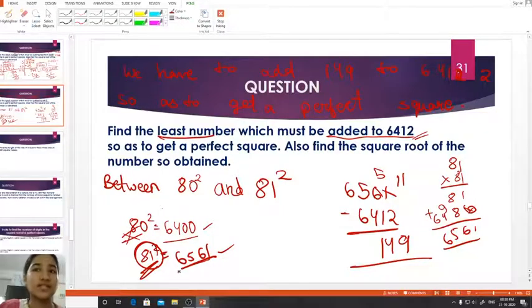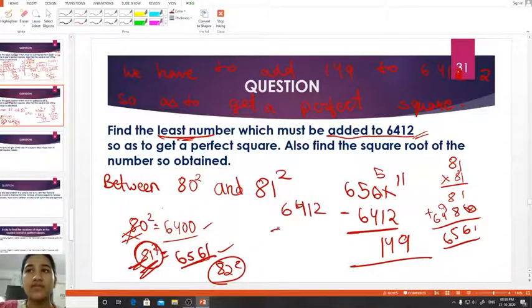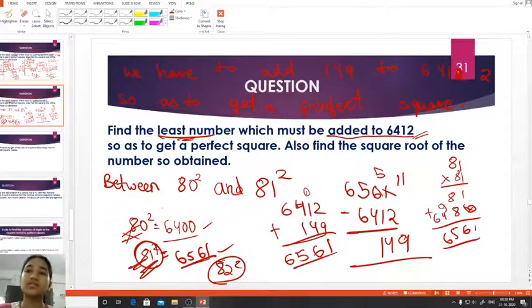So that's why we have to take this 81 square. If we proceed with 82 square also, we can take it because it's a number which can be added, but they are asking about the least, the closest one, right? That's why we have to take 81 square. The next part says, also find the square root of the number so obtained. So when we add 6412 plus 149, you know the answer is 6561. Right, so what is the square root of it?